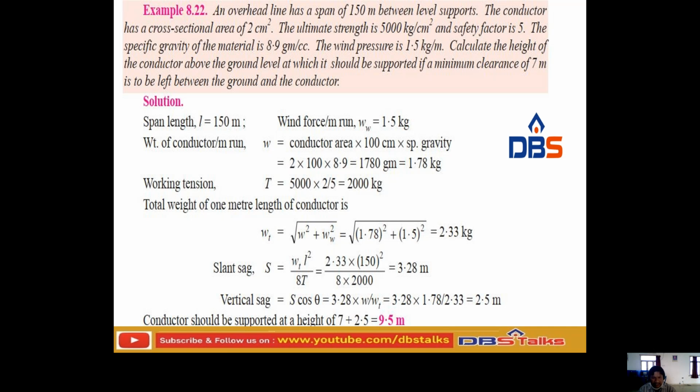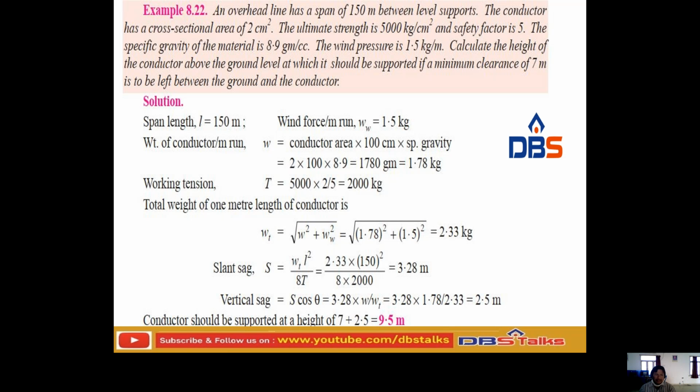Now the working tension T is equal to the ultimate strength divided by the given safety factor 5. So the working tension is equal to the ultimate strength, 5000 multiplied by 2, divided by the safety factor 5, that is equal to 2000 kg.